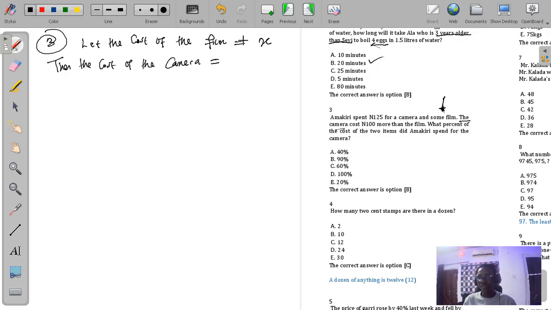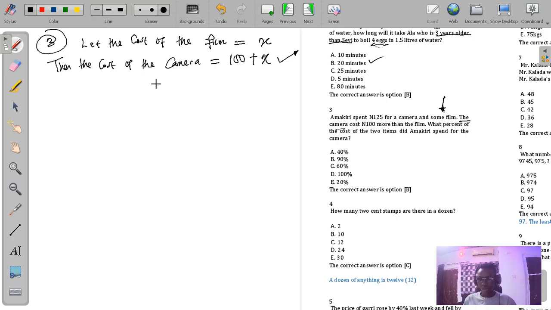If the film costs X naira, which we don't know, and the camera costs 100 naira more than the film, then the camera should be 100 naira plus the cost of the film, so you are adding it together with the cost of the film. I hope that is clear. I hope this part is clear. Is it clear enough?